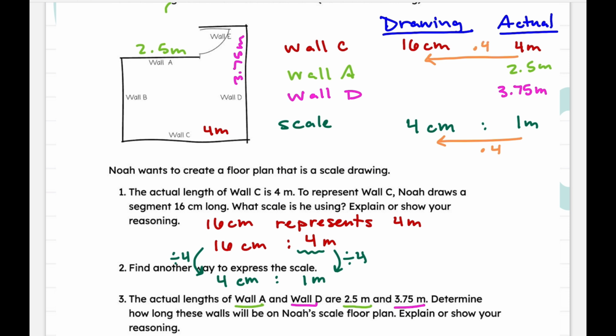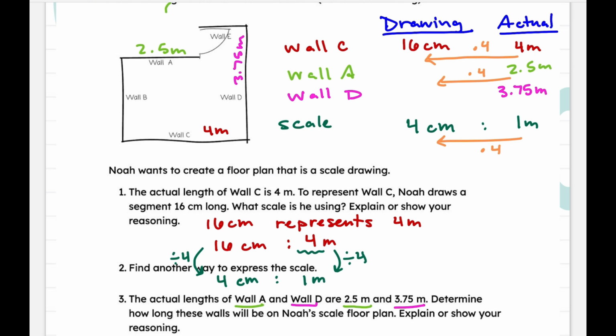Now, I'm going from 2.5, and I want to know what is that going to be when I make it over here to the drawing column. But notice I'm going the same direction. Actual multiplied by 4 to get to the drawing. 1 multiplied by 4 to get to the drawing. So that means 2.5, I'm going in the same direction. So I will multiply by 4 to get the length that it's going to be in the drawing. Go ahead and use your calculators here.